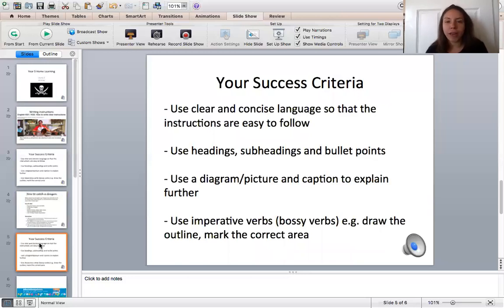Now, the How to Catch a Dragon didn't have any of this, but if you wanted to, you could maybe put in a little picture of a treasure map to show the reader what it needs to look like once they're finished. Use imperative verbs, bossy verbs. So we saw some bossy verbs in the How to Catch a Dragon, and I said that you could maybe write an instruction of draw your axes precisely. So that word draw would be your imperative verb because you're instructing the reader what to do. An extra challenge is to use adverbs to explain how the reader needs to follow those instructions.